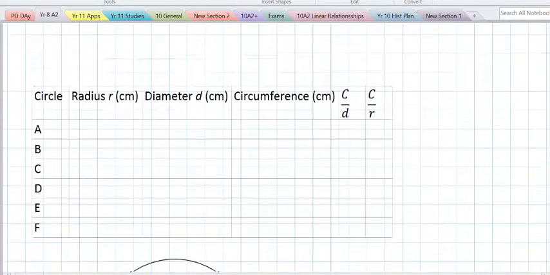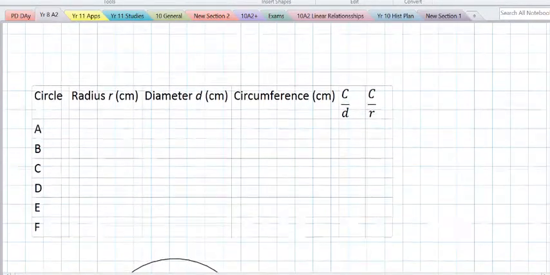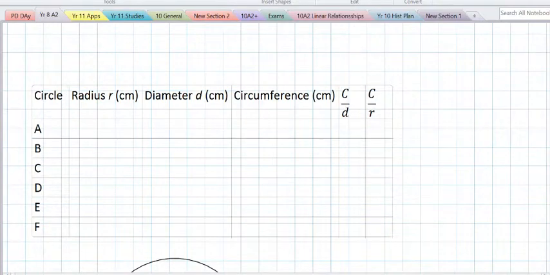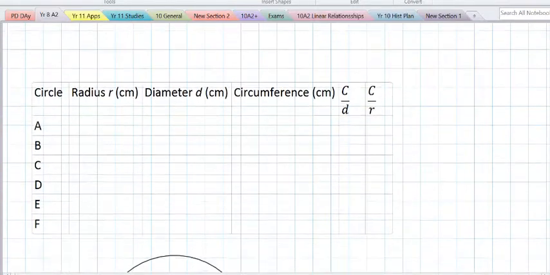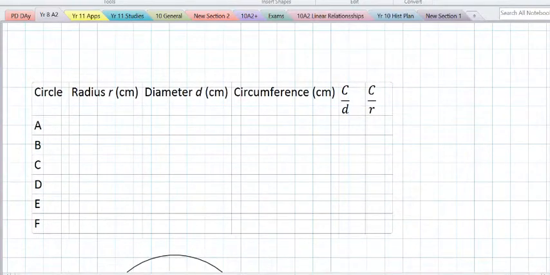Can you please draw up a table in your books that has those titles and then 1, 2, 3, 4, 5, 6 rows underneath it, labelled A, B, C, D, E, F. This will take you a minute, so please restart this when you're done, because I'm going to move on quickly now.